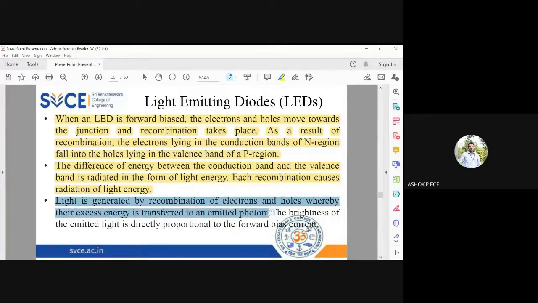emitted photon. So the brightness of the LED will depend on how much forward bias current you give. That means how much forward bias voltage you give. The more voltage you give, the brighter it is, or I can say more photons are emitted from the LED.